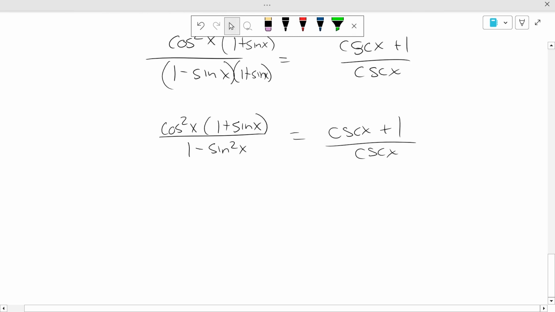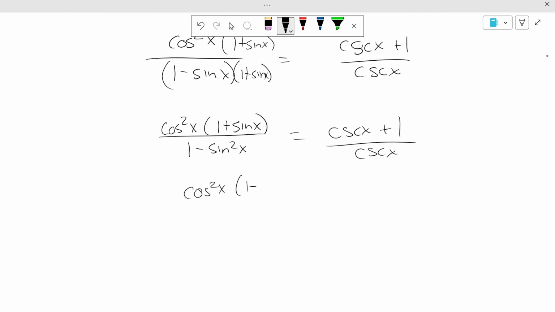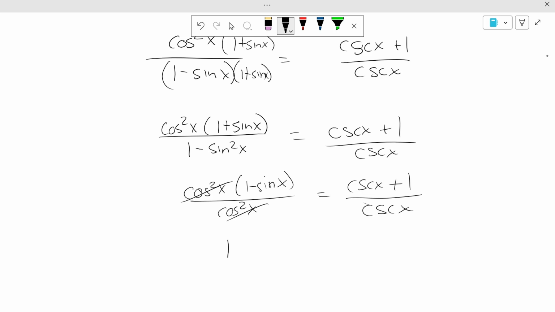Next, 1 minus sine squared is cosine squared. That should be a 1 plus sine of x there. Sorry about that.